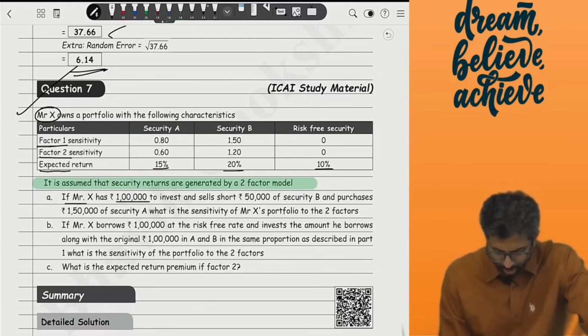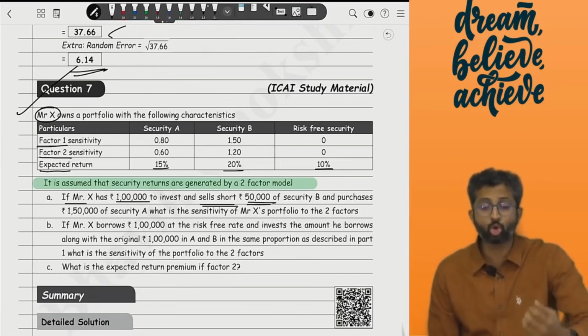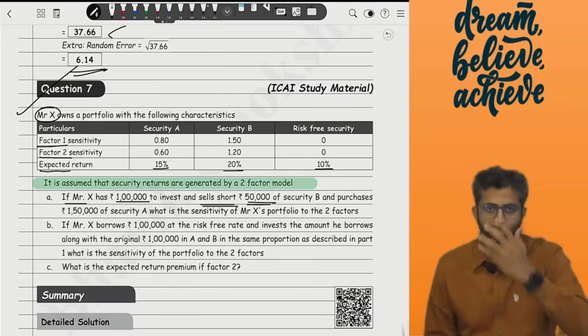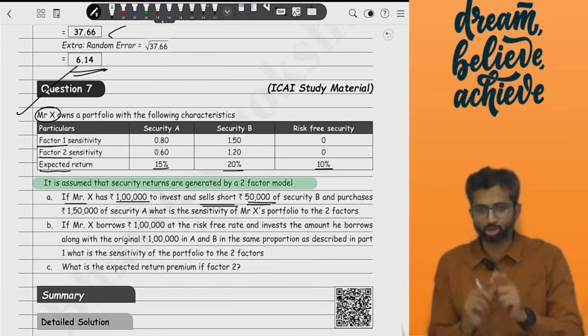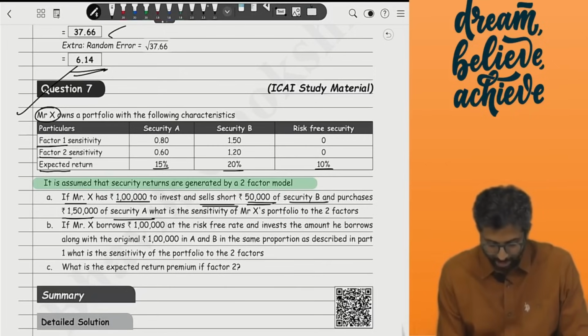If Mr. X has 1 lakh to invest, and sells short 50,000 of security B. Achha, when you sell short, that means you don't invest money. In fact, you get money. Your amount invested is a weight, but here instead of investing money, you are getting it. So your weights become negative. And purchases 1,50,000 of security A. What is the sensitivity of Mr. X's portfolio to the 2 factors? So for subpoint A, you will first have to find the weights of A and B. In A, you have invested entire 1 lakh.